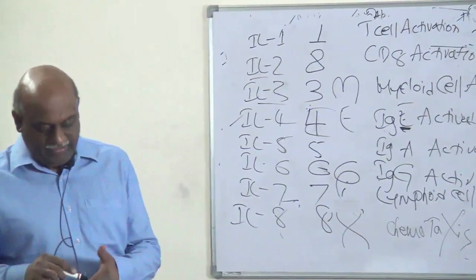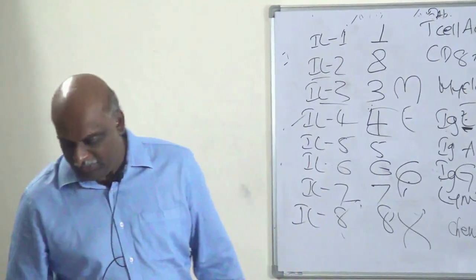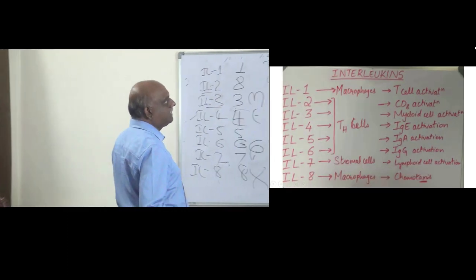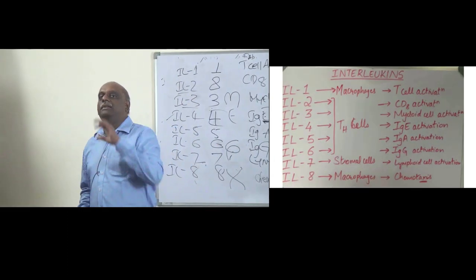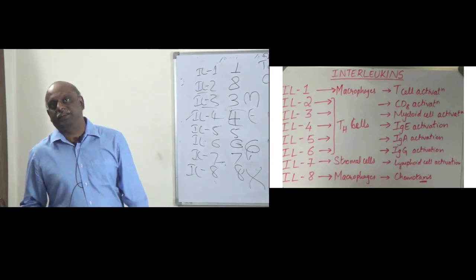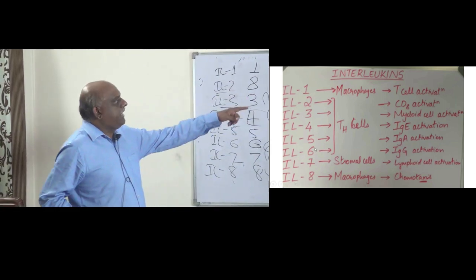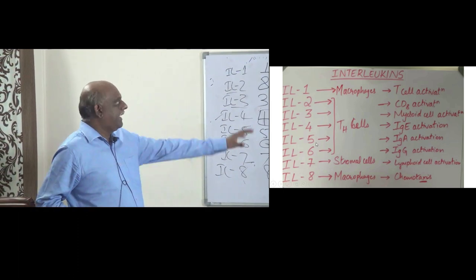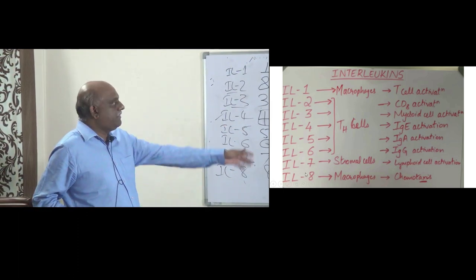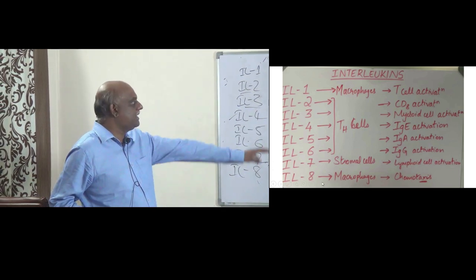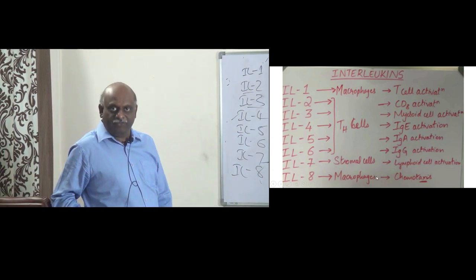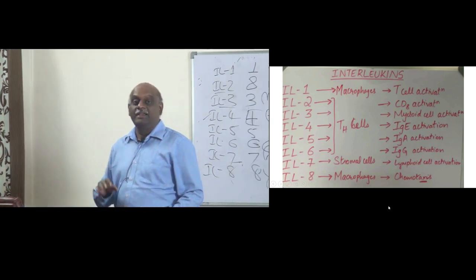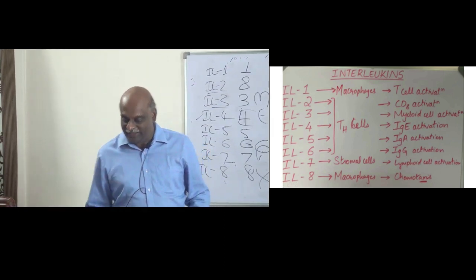Then another important thing that you need to remember in tomorrow's exam is interleukin 1 is produced by macrophages. 2, 3, 4, 5, 6, they are all produced by helper T cells. 7 is produced by the stromal cells. 8 is produced by the macrophages and it leads to development of chemotaxis is what you need to remember.